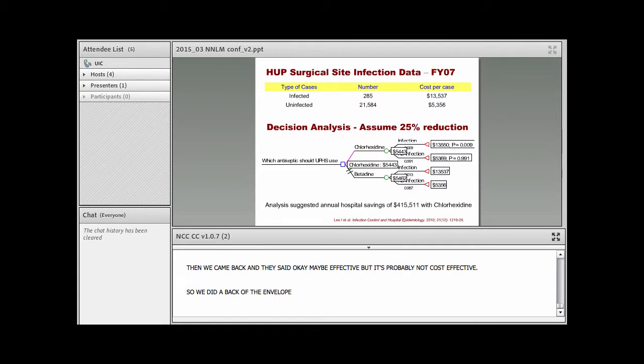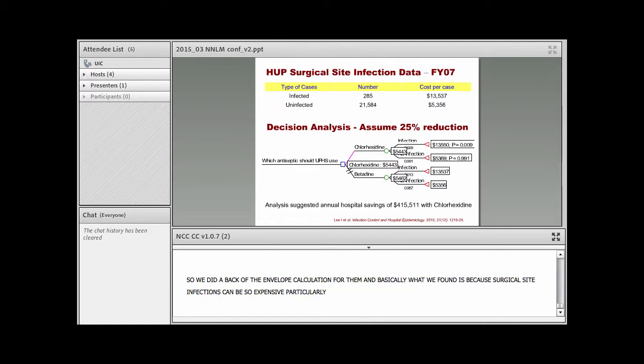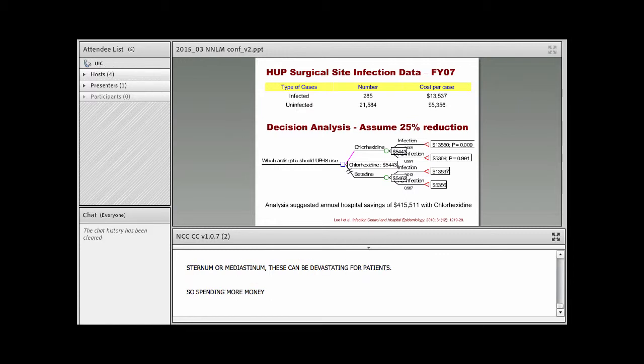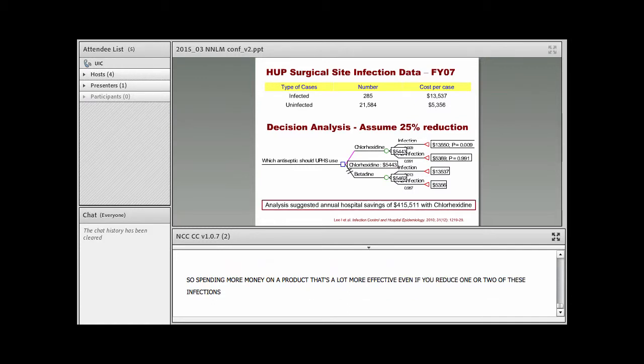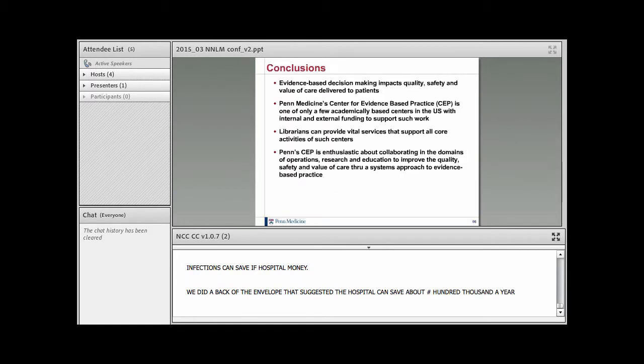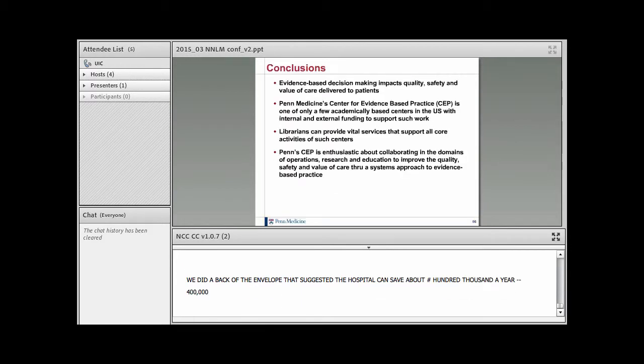And basically what we found is that because surgical site infections can be so expensive, particularly for patients with cardiac surgery, if they get an infection of their sternum or mediastinum, these can be devastating infections for patients. So spending a little more money on a product that's a lot more effective, even if you're reducing one or two of these infections, can actually save the hospital money. We did a back of the envelope that suggested that the hospital could save about $400,000 a year switching to chlorhexidine. So evidence-based decision making does impact quality, safety, and value of care delivered to patients.